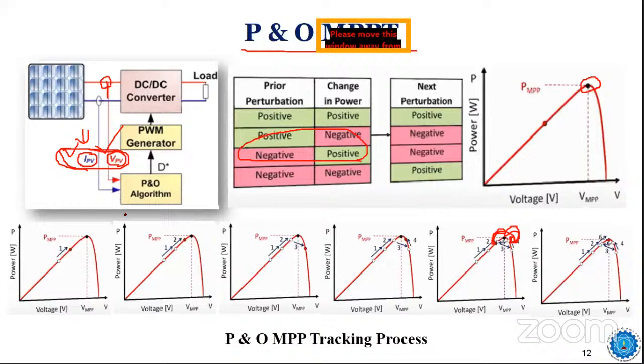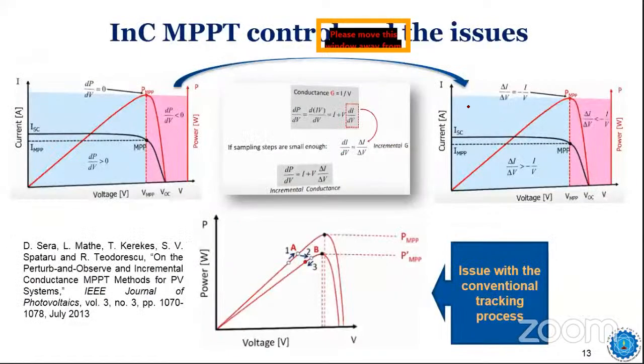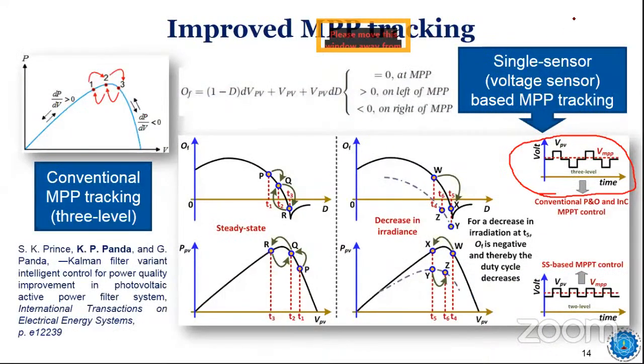So neglecting the current sensor, if you develop a voltage sensor based MPPT technique, that is called a single sensor based MPPT technique. The interesting feature of the single sensor based MPPT technique is that I am not tracking my maximum power point now based on the duty cycle variation or based on the change in voltage and current.